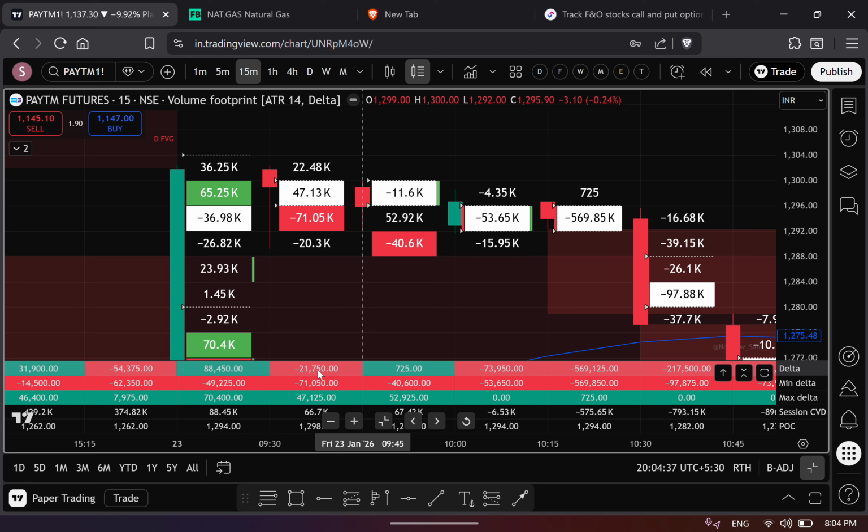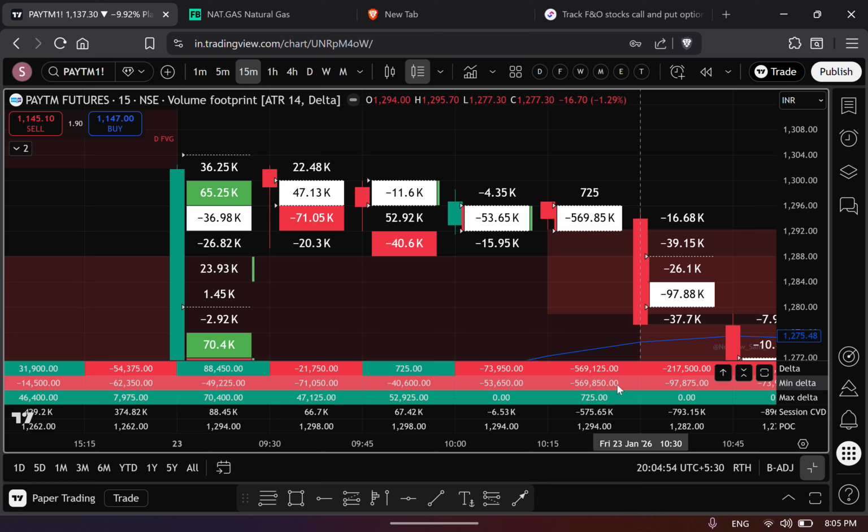So here -21,000 total delta, so sellers are in control. 725, a little buying is happening, and here sellers were in control, total -73,000. And if you see here, -569,125, -516,125. Okay, so these are sellers clearly in control.